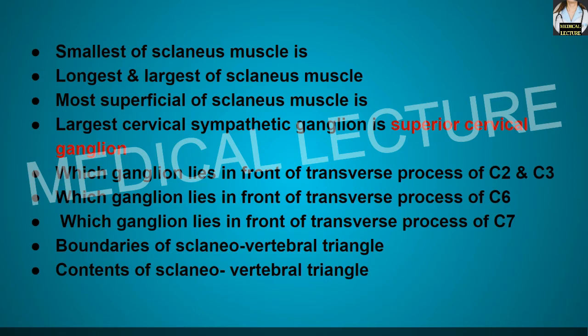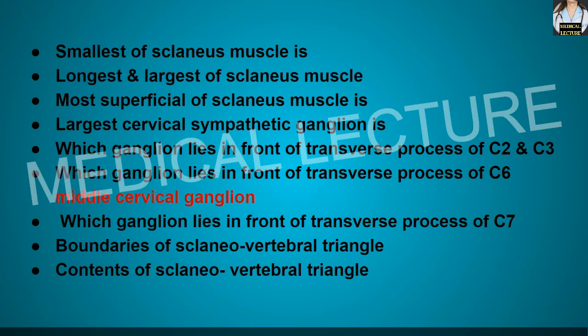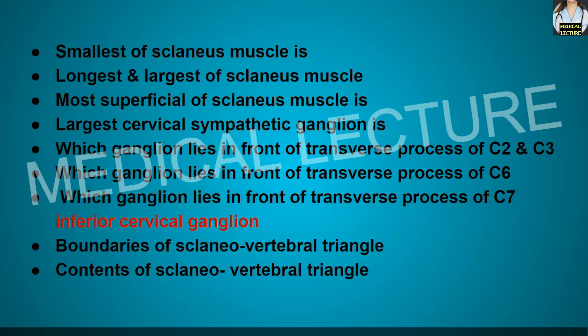Which ganglion lies in front of the transverse process of C2 and C3 vertebrae? It is the superior cervical ganglion. Which ganglion lies in front of the transverse process of the cervical 6th vertebra? It is the middle cervical ganglion. Which ganglion lies in front of the transverse process of the cervical 7th vertebra? It is the inferior cervical ganglion.